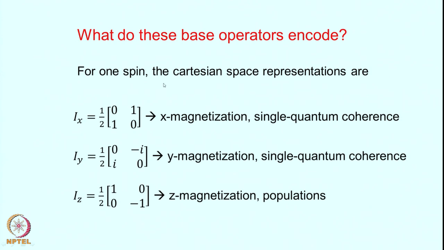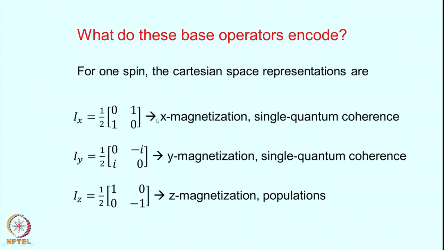So now for one spin, the Cartesian representations in terms of matrices are as you have seen here. Ix, which we have already calculated previously, is half of the matrix 0 1 1 0. There are 2 states, alpha and beta, and therefore this is an off diagonal element. If you put this in the density operator, this off diagonal element will imply a single quantum coherence, and that means it is X magnetization of a particular spin.